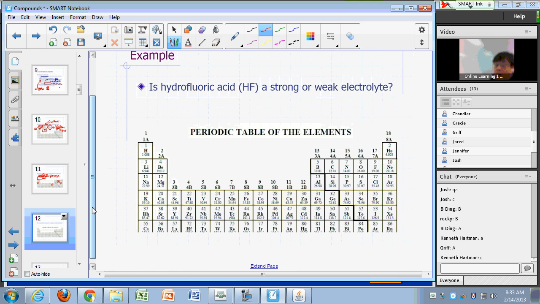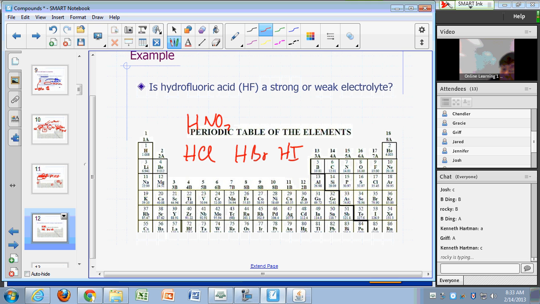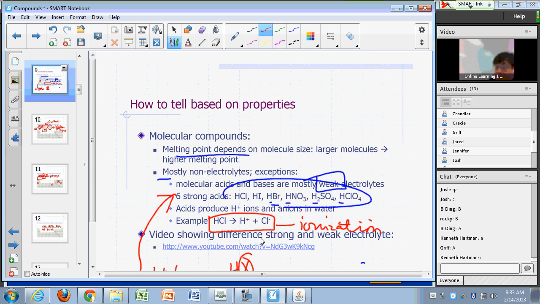Okay. Is hydrofluoric acid, HF, a strong or a weak electrolyte? Now, the way to tell here is just to compare it to the list of the 6 strong acids. There are 6 known strong acids. What are they? HCl, HBr, HI, HNO3, H2SO4, and HClO4. So you have to go back to the previous slide. These are your 6 strong acids. You need to memorize those: HCl, HI, HBr, HNO3, H2SO4, and HClO4.